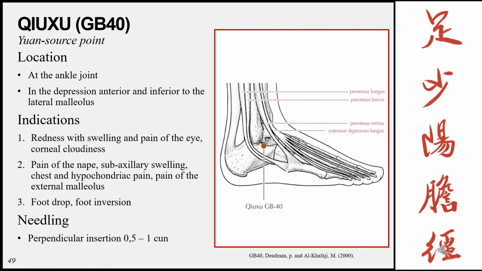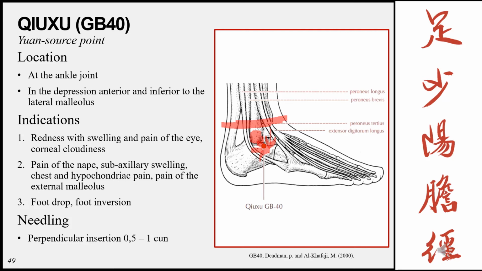The next point is QIUXU, GB40. So this is the yuan source point of the meridian, and is located at the ankle joint in the depression anterior, so here's the ankle joint, we're finding the lateral malleolus, and then we've got to go anterior and inferior to it. And it's in the depression that lies here.